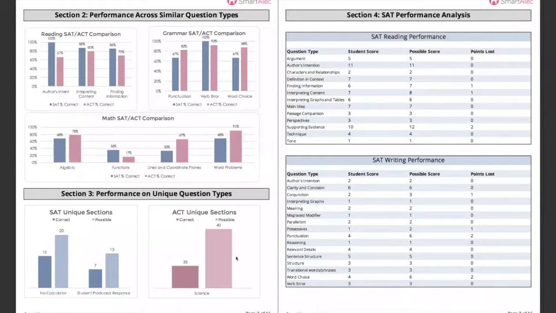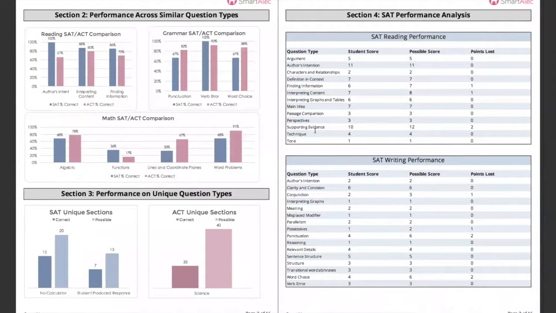They did well on the ACT science section, however. So we can see that they performed, even though this graph makes it look like there's a large gap between the 40 and 35 here, really 35 out of 40 is quite good for the science. So it didn't seem like science tripped them up, and that's a good sign that the ACT might be a good exam for them, especially when we take into account that that was the recommendation that we saw in the beginning.